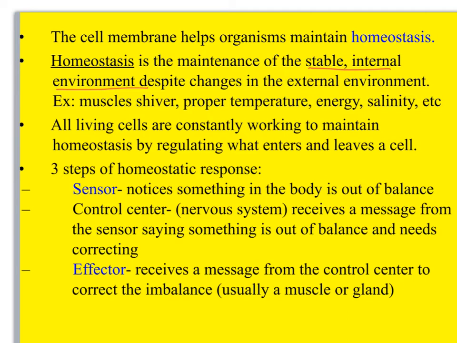And the cell membrane is going to help the cell maintain that homeostasis because it controls what enters and leaves the cell. So that's how it maintains homeostasis, by controlling what can enter and leave the cell. So there are 3 steps to maintaining homeostasis and the response for homeostasis. So the first step is going to be the sensor.